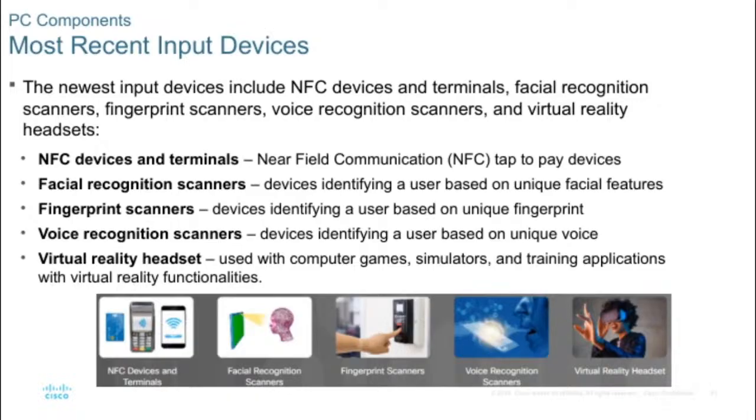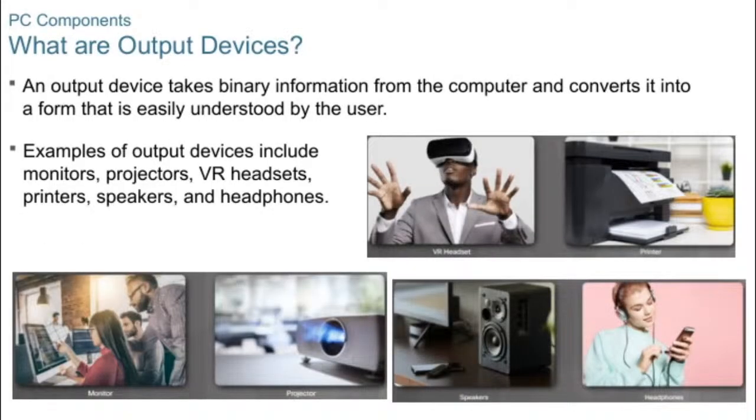These immerse us in games, simulations, and training programs, opening up entirely new ways to experience digital worlds. Let's talk about output devices, the tools that let us see, hear, or otherwise experience what a computer is telling us. These include monitors, projectors, VR headsets, printers, speakers, and headphones. What they all have in common is this: they take the computer's binary code and transform it into something we can understand: images, sound, or printed pages. Without output devices, all that data would just stay hidden inside the machine.